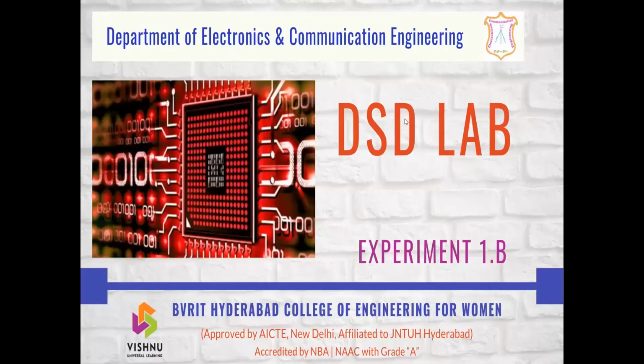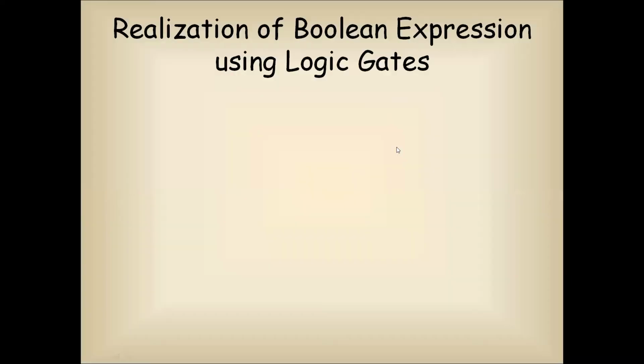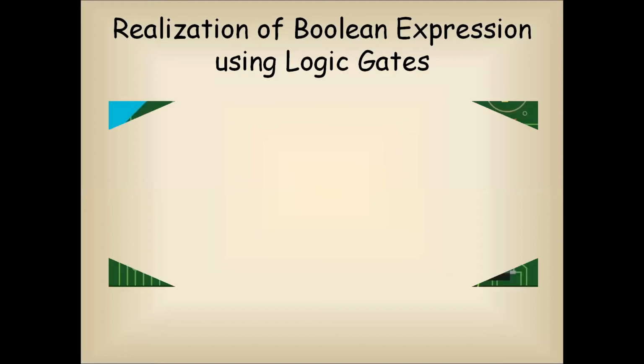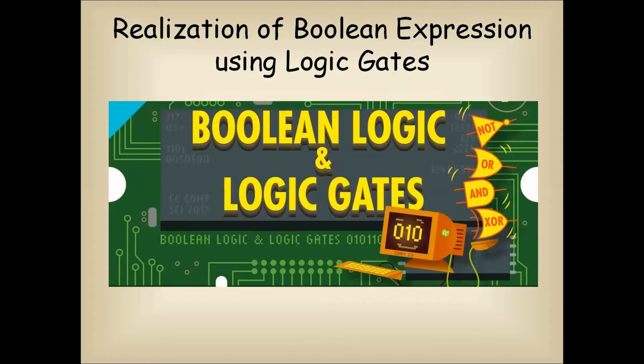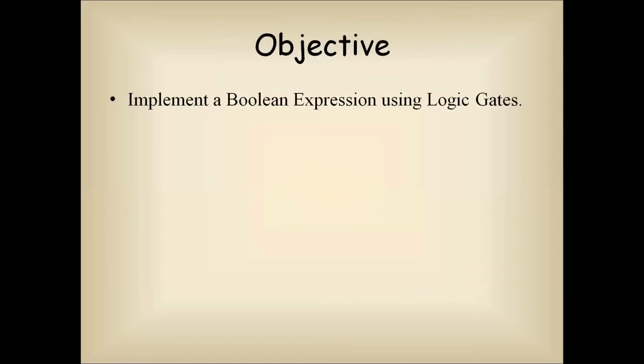Hello everyone. Welcome to this session where you will learn how to perform experiment 1B of Digital System Design Lab. You have already learned how to realize logic gates, which was the first part of the first experiment, and now this is the second part of the first experiment where you will learn how to realize a Boolean expression using logic gates. So the main objective of this particular experiment is to implement a Boolean expression using logic gates.